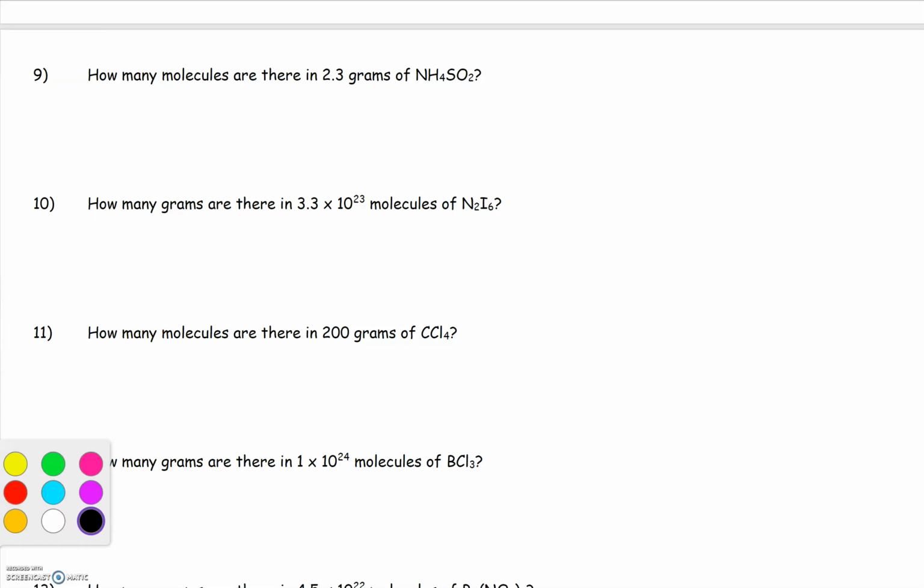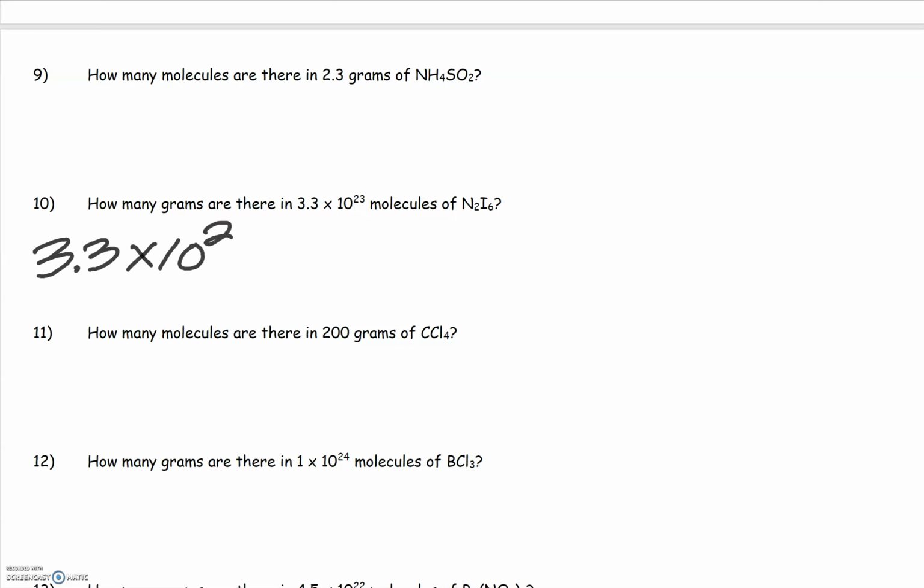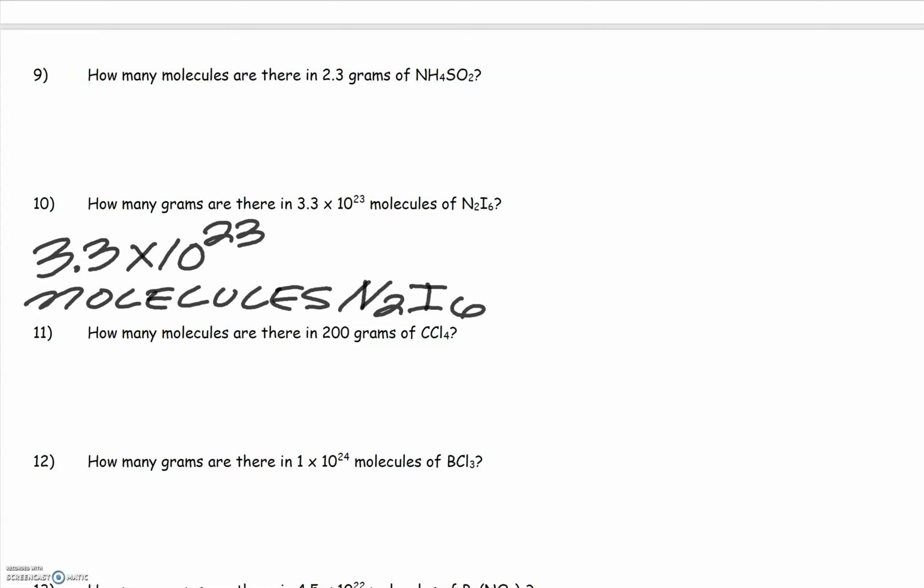So let's start by writing down the number. 3.3 times 10 to the 23rd. And I'm going to put the unit on the bottom because I'm going to run out of space if I don't. And that's going to be molecules of the N2I6. So then we're going to go ahead and add our first conversion factor. And so the unit again is kind of in the way, so I think I'm going to erase it. And we'll go ahead and drop in our first conversion factor.